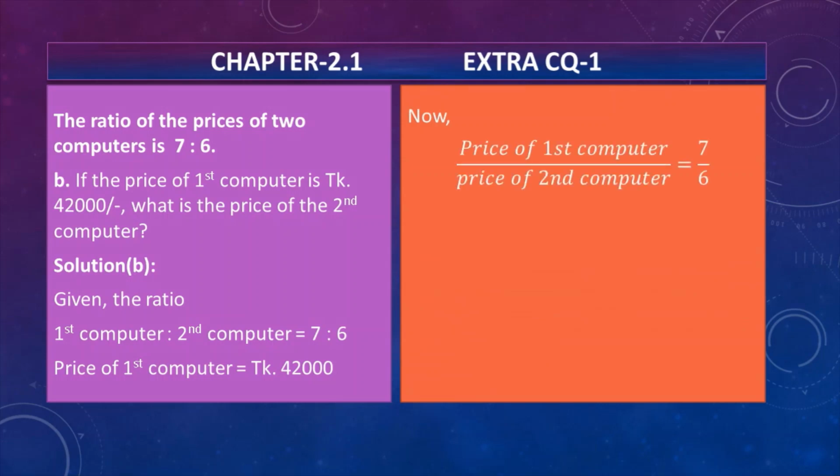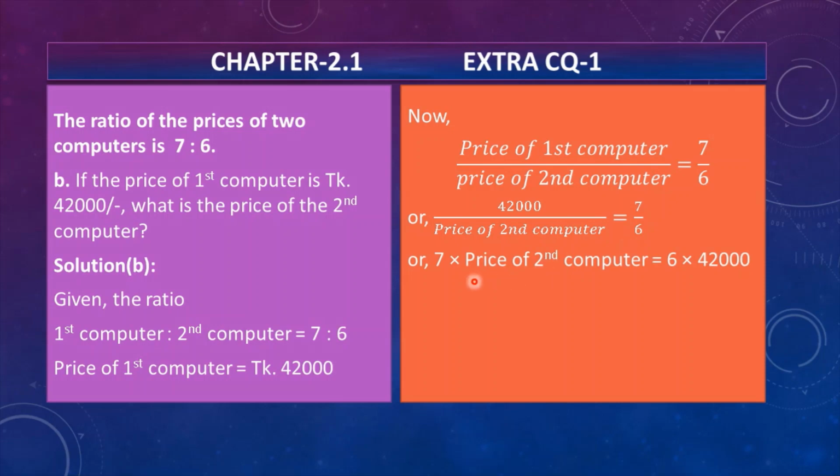Now we can write down like this: price of first computer divided by price of second computer equals 7 divided by 6, because from the ratio we can write down like this. You can see in this line first computer is to second computer equals 7:6. So from this line we can write down, because ratio is a kind of fraction, price of first computer divided by price of second computer equals 7 divided by 6. Now we have to put down the value of price of first computer. Then we get, instead of price of first computer we write 42,000 divided by price of second computer equals 7 divided by 6.